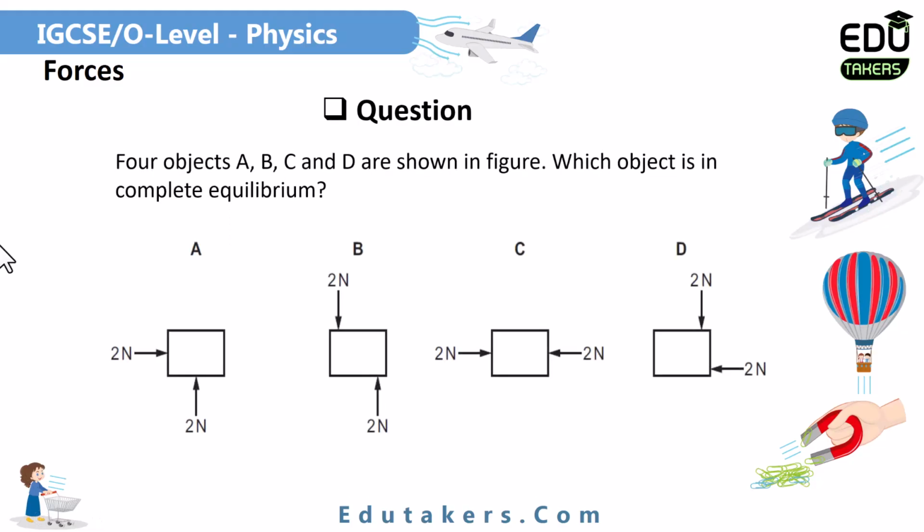Here is the question related to the equilibrium. So let's see this. 4 objects A, B, C and D are shown in the figure. Which object is in complete equilibrium? So there are 4 objects A, B, C and D. Different forces are acting on these objects. You have to show which object is in complete equilibrium. The word complete equilibrium shows that you have to find out the sum of the forces as well as the net moment. If both of these are equal to 0, then that body would be in complete equilibrium.